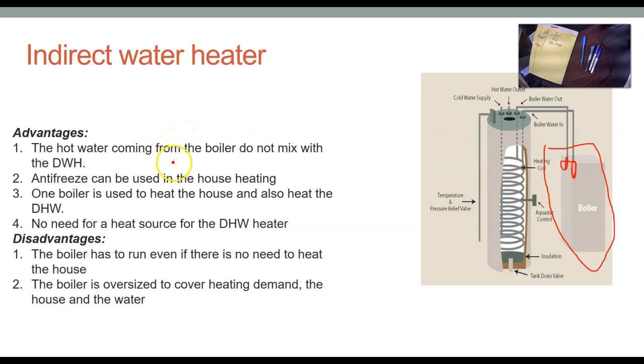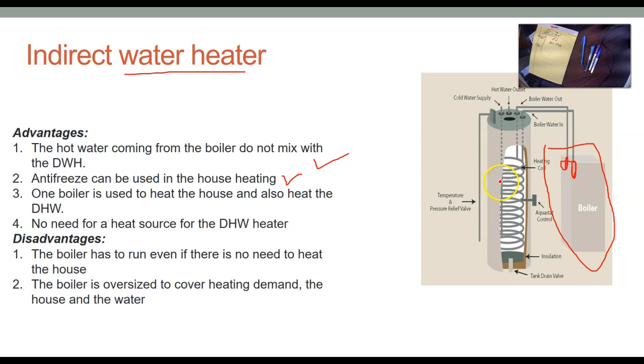The advantages: we do not have mixing of the water that is used for heating the house with the water that is used for the domestic hot water system. And I'm comparing it to a direct water heater where you use the water inside the system. So this water is mixed up with whatever is inside the boiler. That's not really, I mean, I've seen it, but it's not very common. And again, you can use antifreeze if you want to for heating the house and leave the hot water intact. But again, that is not recommended in case there's a leak.